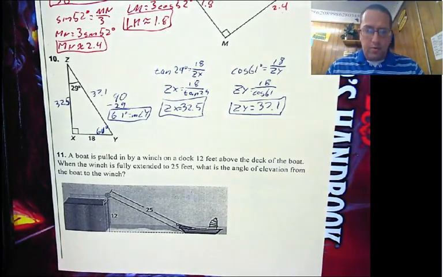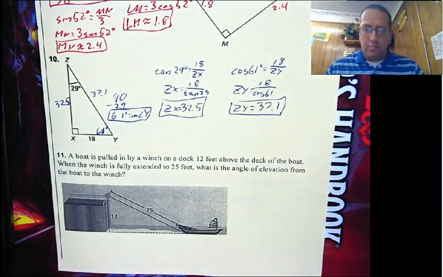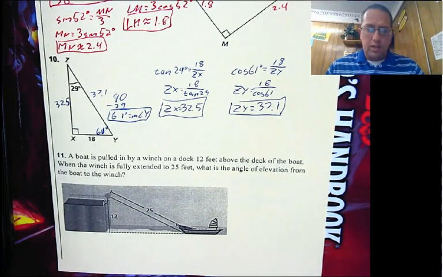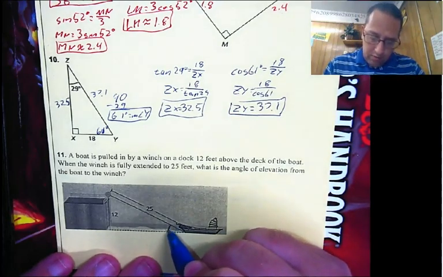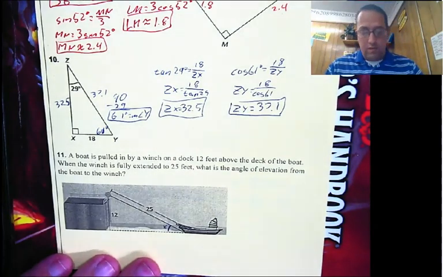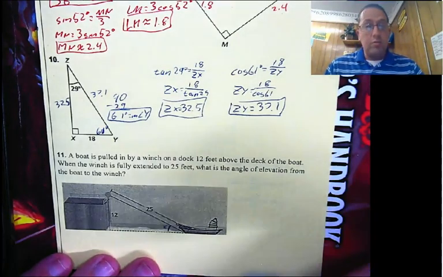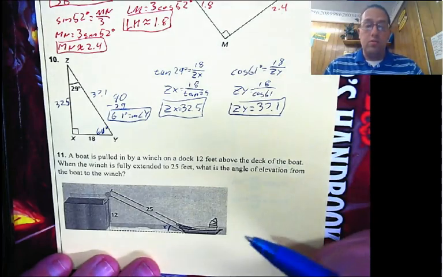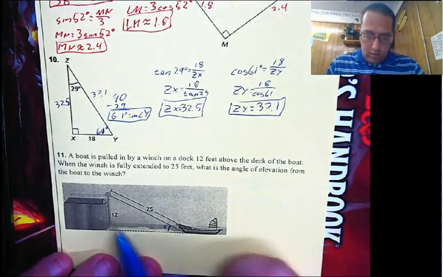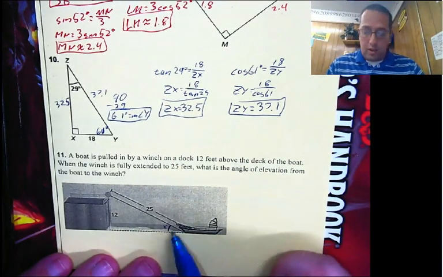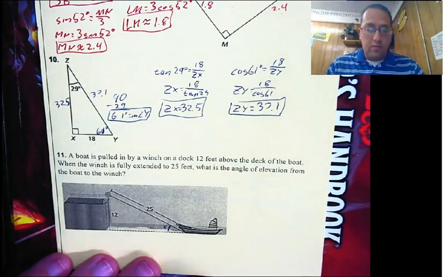A boat is pulled in by a winch on a dock 12 feet above the deck of the boat, as shown. The winch is fully extended to 25 feet. We want the angle of elevation. The angle of elevation is going to be this angle right here. That is what we are looking for. So, since we're looking for an angle, we are going to use inverse of one of our ratios. Let's see which one. Let's see, we have 12. That is opposite the angle. We have 25, which is the hypotenuse.